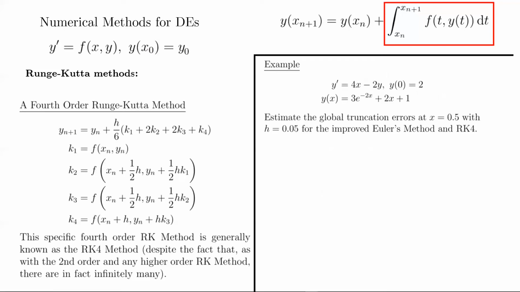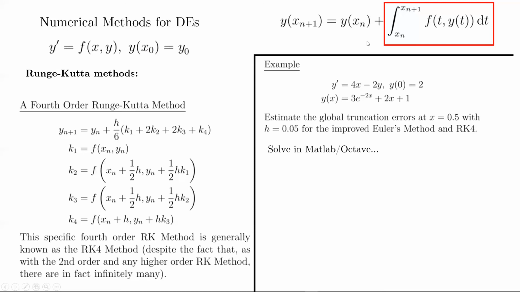Estimate the global truncation errors, a separate problem here, for the problem shown above at x equals 0.5 with a step size of 0.05 using the improved Euler method and then RK4. Okay. Well, again, this is something we're going to solve in MATLAB. We already have code to solve this problem using the improved Euler's method, so we'll do that now, and then I'll come back and we'll solve this using RK4 as well.